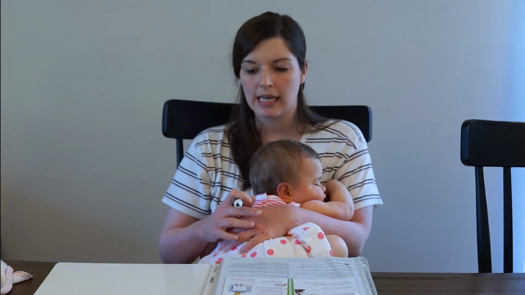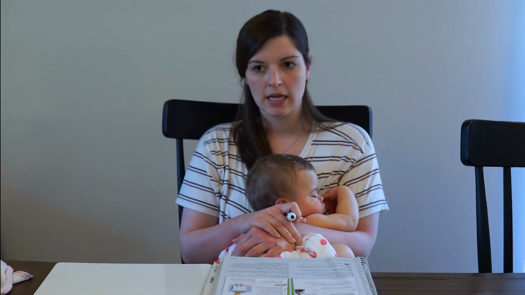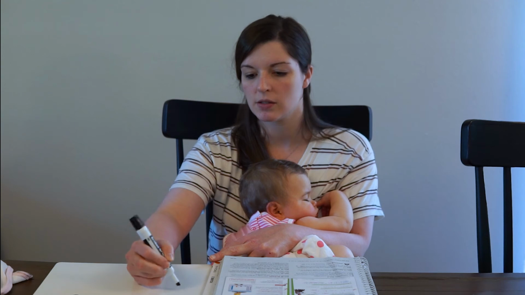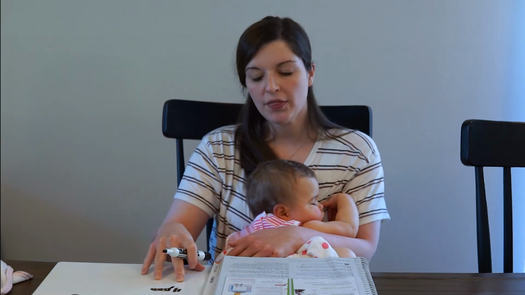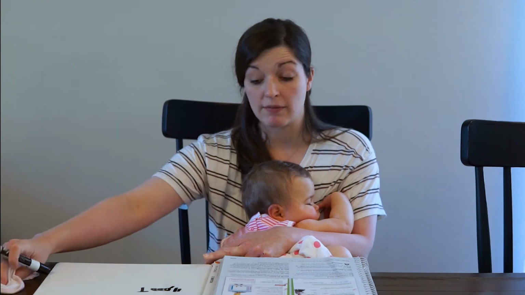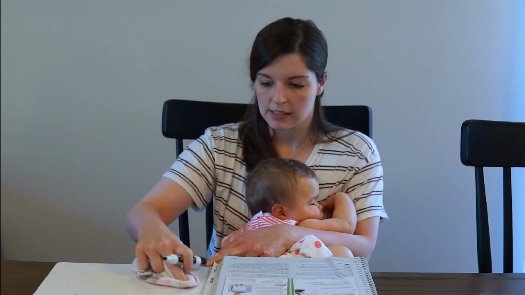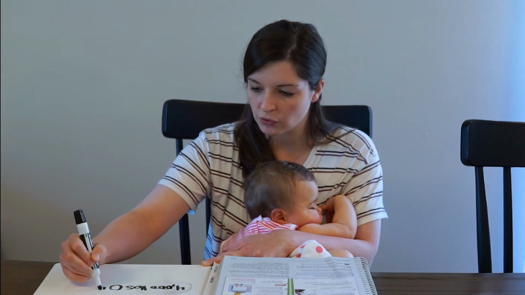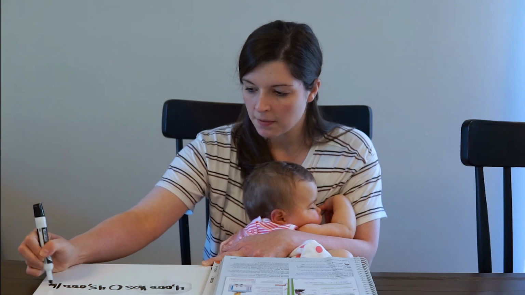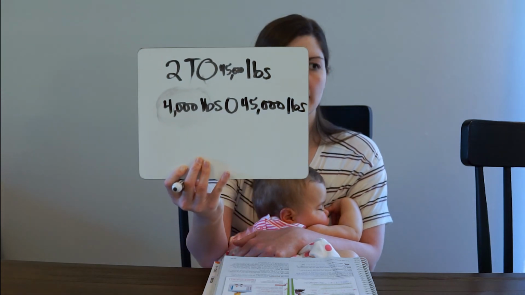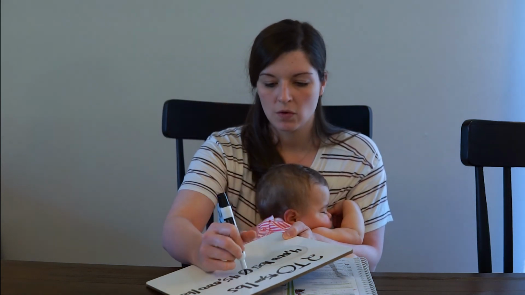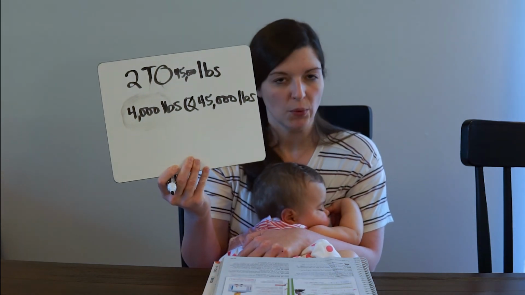45,000 pounds. Okay, let's think about that. 2 tons. How many pounds are in 1 ton? 2,000, right? So how many pounds would be in 2 tons? Well, 2,000 times 2 is 4,000. So 4,000 pounds compared to 45,000 pounds is really what that's saying. What symbol goes in the middle? Right, less than. 4,000 is less than 45,000.